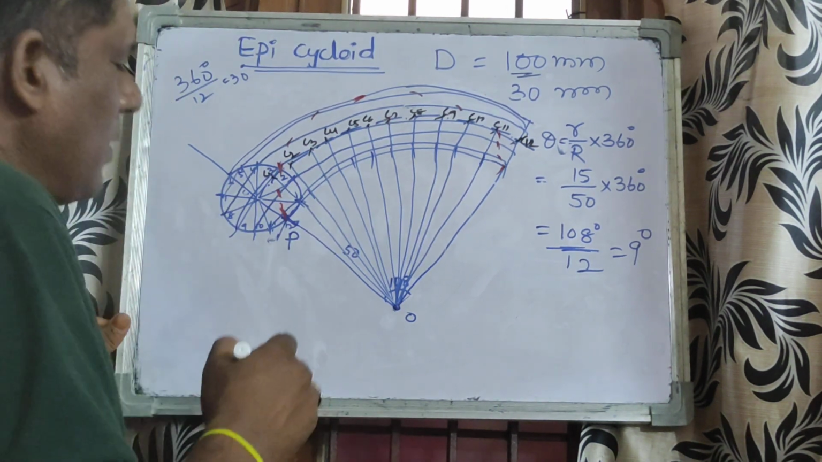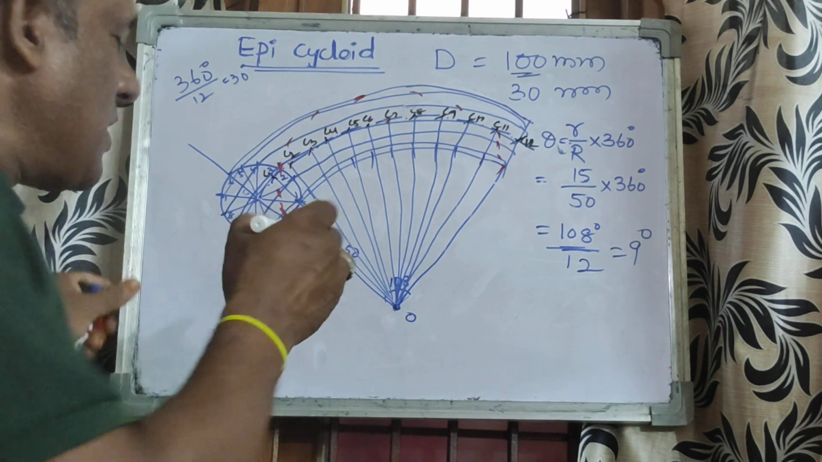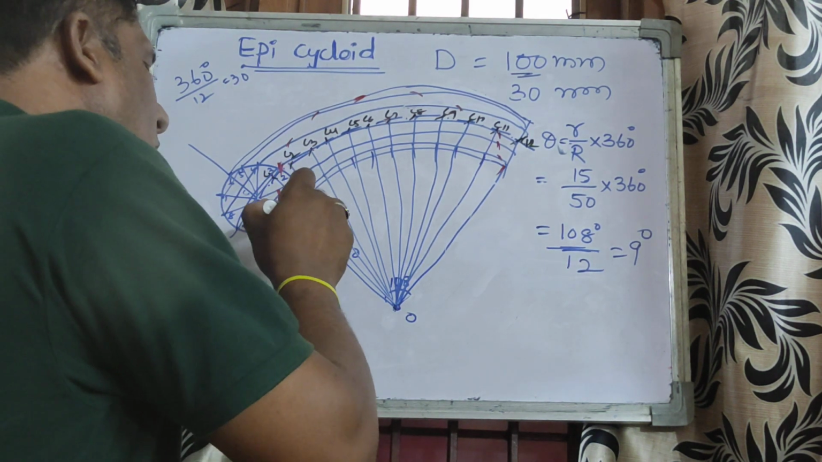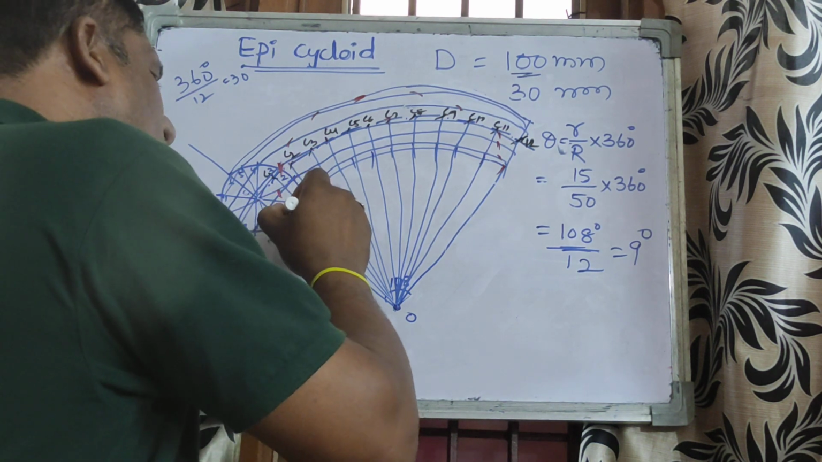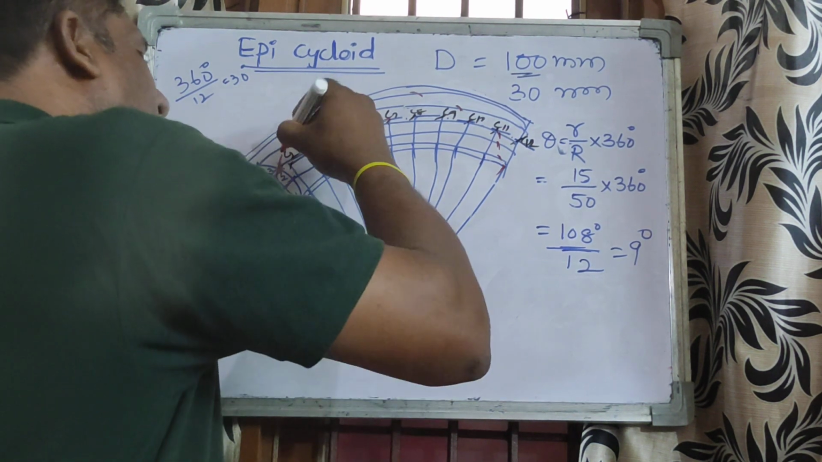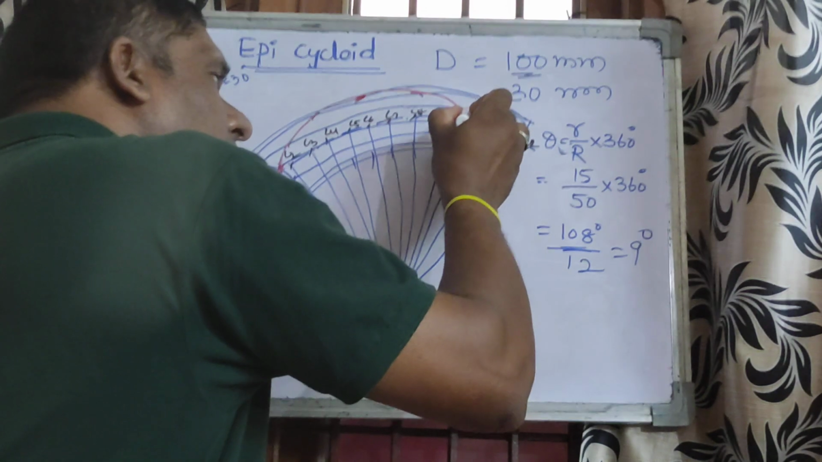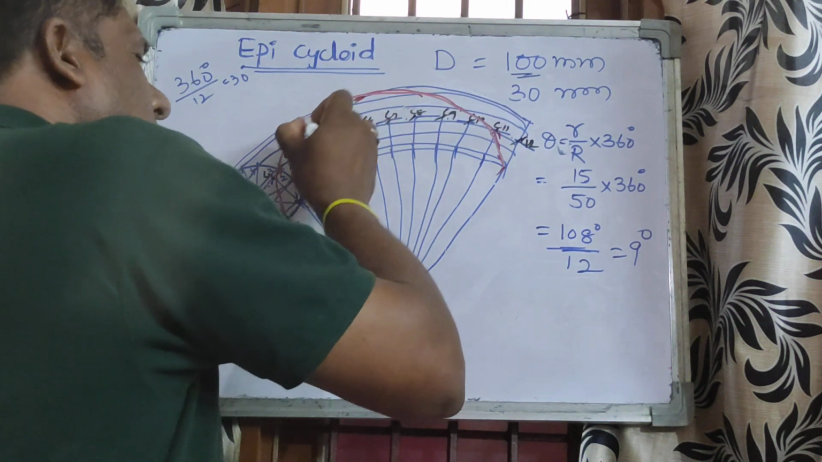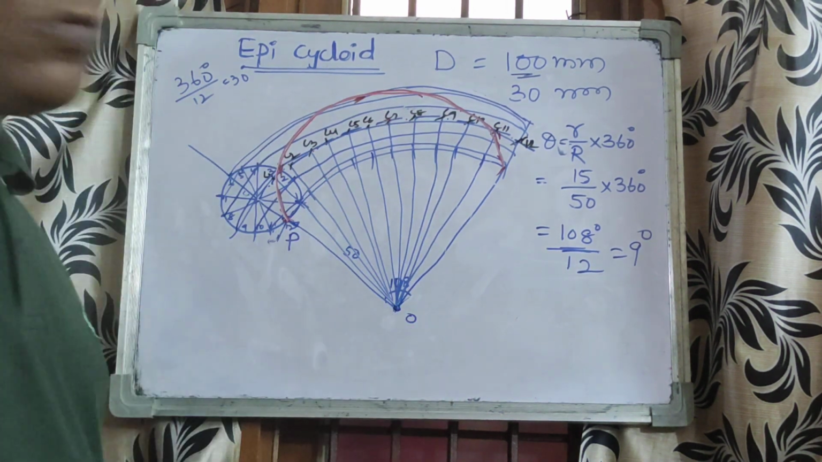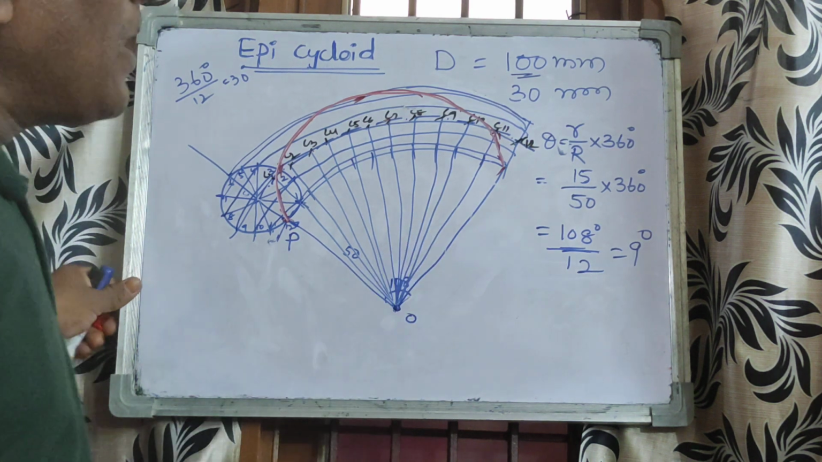Some of the students join from the first point. So it is not like that. The curve is generated from point P. Okay, we marked on the circumference of the circle at point P. So start the curve from here and join all the points with a smooth curve. Then you will get a cycloidal curve.